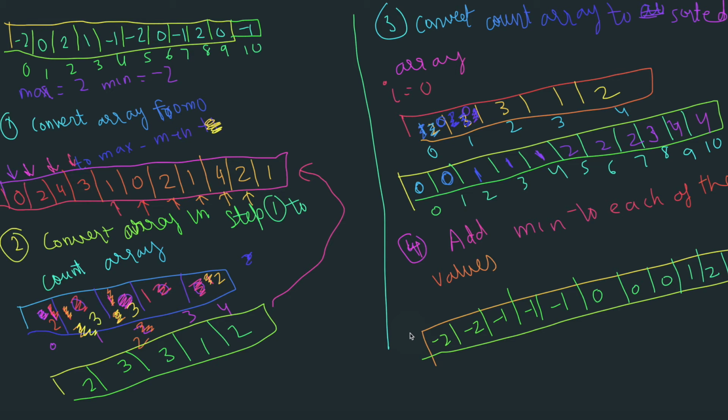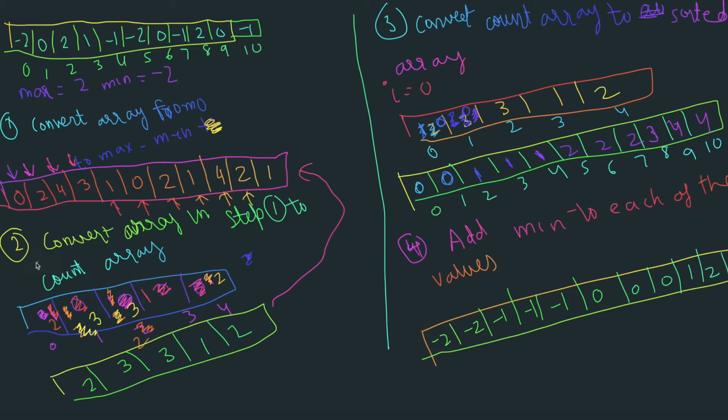There are 4 major steps to count sort. One is we convert each element of the array to the range 0 to max minus min. How we do that is we subtract the minimum from each of the elements in the array.